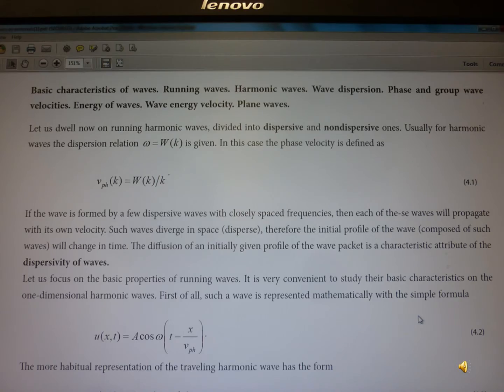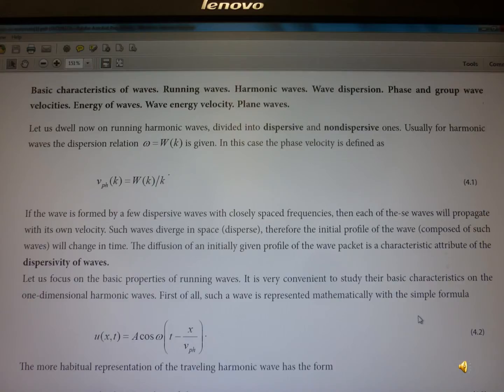Characteristics of waves are the running wave, harmonic wave, wave dispersion, phase and group wave velocity, wave energy, viscosity, and plane wave. Those are the basic characteristics of the wave. If you use a harmonic wave, it is divided into a dispersive and a non-dispersive one. For the harmonic waveform equation, for the dispersive case it is omega equals w(k), and the phase velocity can be written as w(k) divided by k. So this is the wave equation. In the meantime, we also write down the mathematical equation: u(h,t) equals a cos(omega t minus h divided by v), the equation with the properties of the running wave.